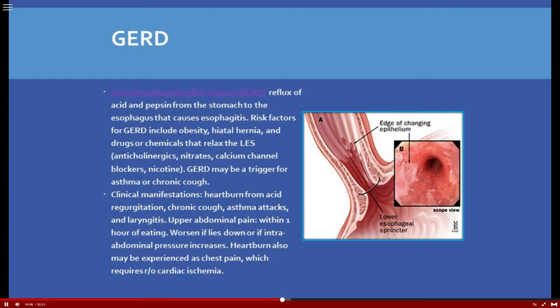It can also worsen if they lie down, which makes sense. That's going to increase intra-abdominal pressure. And so certainly we want to hopefully tell them not to lie down, usually at least 1 hour after eating.